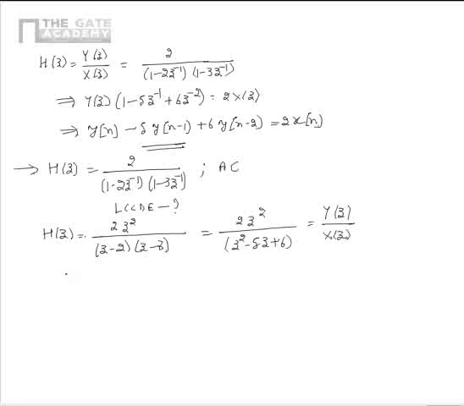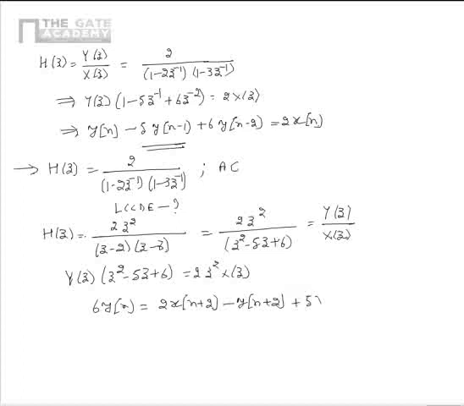So upon simplifying this, we get that Y(z) multiplied by z square minus 5z plus 6 is equal to 2z square X(z). From this we see that by taking the inverse z transform on both sides, we get that 6 into y of n is equal to 2 into x of n plus 2 minus y of n plus 2 plus 5 into x of n plus 1. So the LCCD that we obtained corresponds to an anti-causal system function given.